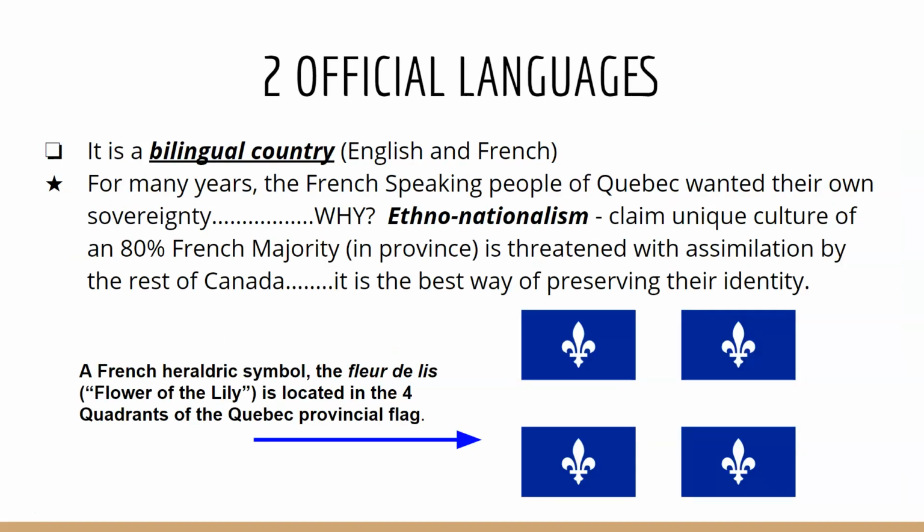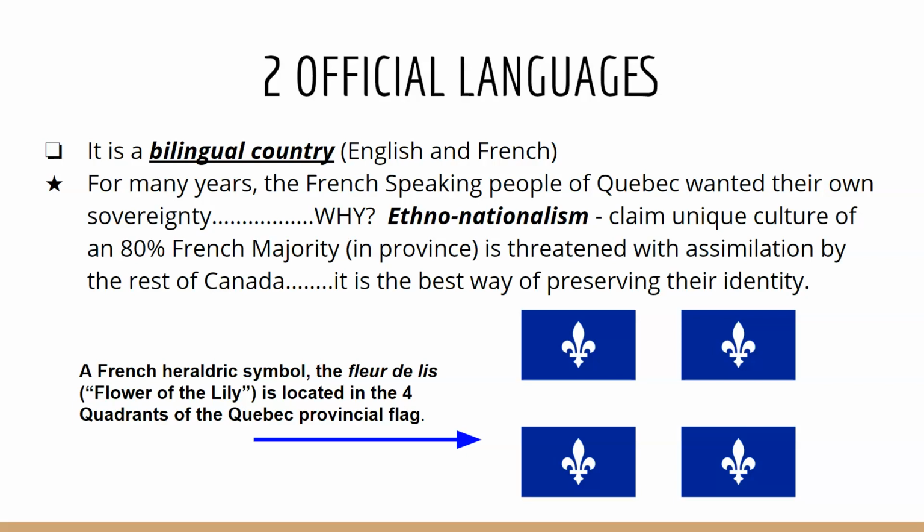So here's another great example of how Europeans have influenced Canadian culture today, and the fact that there are 2 official languages in Canada, and those 2 official languages are English and French. And depending on where you travel in Canada, you're more likely to hear one or the other. For many years, Quebec, which was very much a French-speaking people, wanted their own sovereignty, and they claimed that they had a unique culture as compared to the other provinces and territories of Canada.